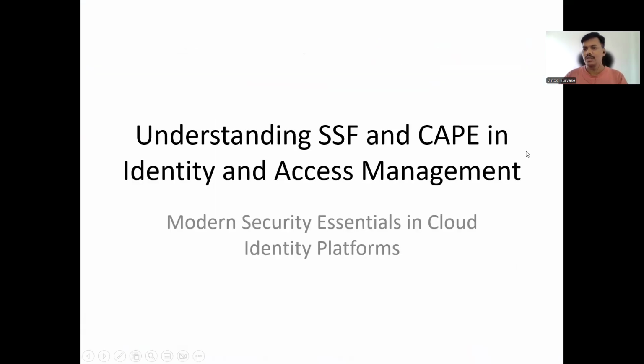All right. So what are SSF and CAPE in the identity and access management context? As I said, it's a modern security essential in the cloud identity platforms. Probably it might be used in different identity solutions apart from Microsoft too, because I haven't seen or used other identity solutions. So probably it is going to be there as well. But so far in the Microsoft cloud identity platforms, it is being integrated.